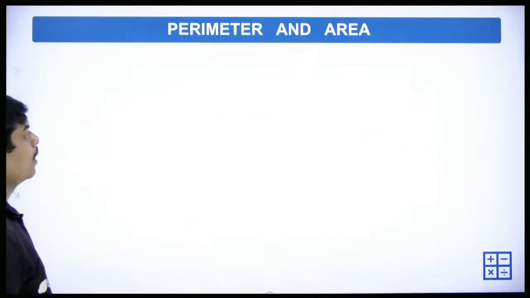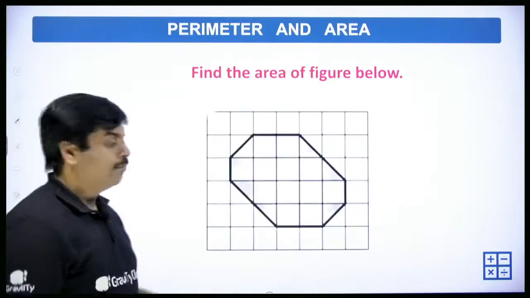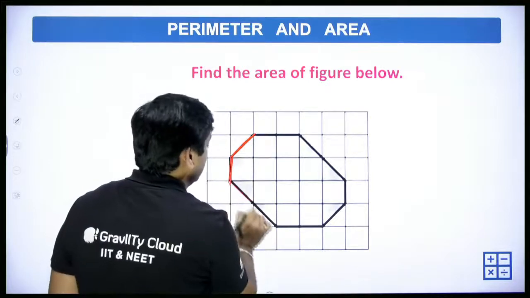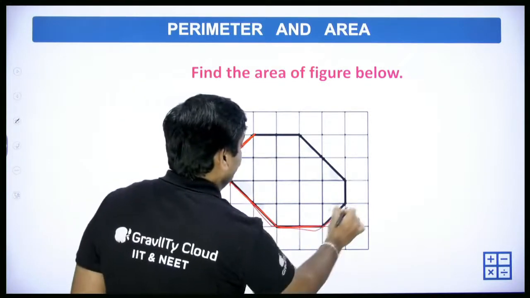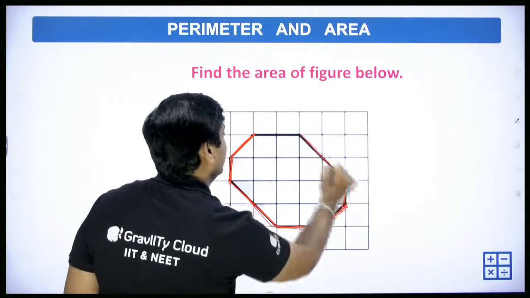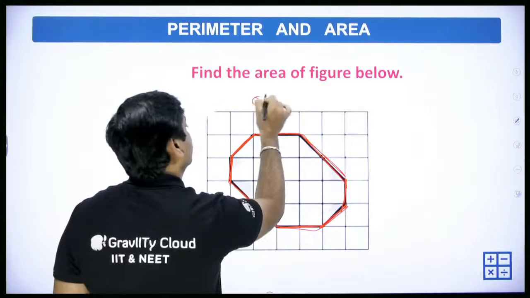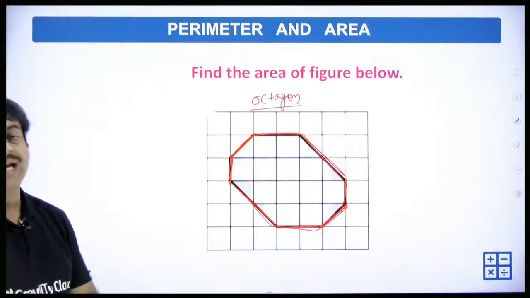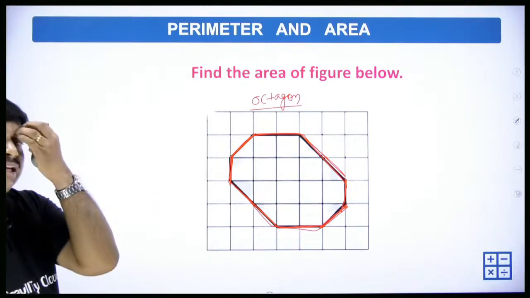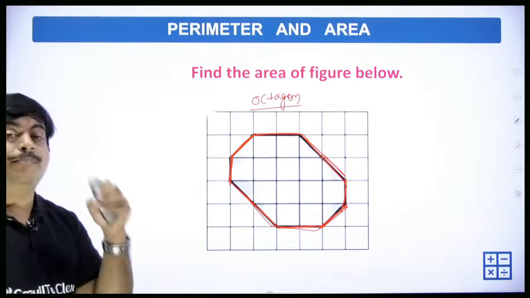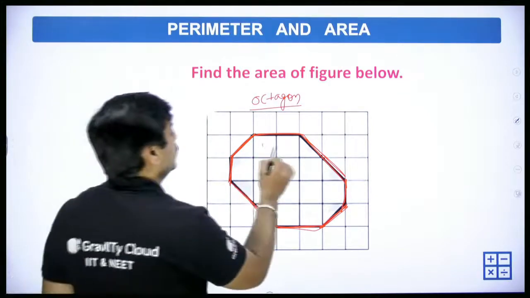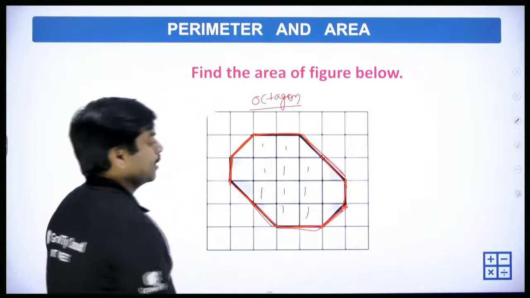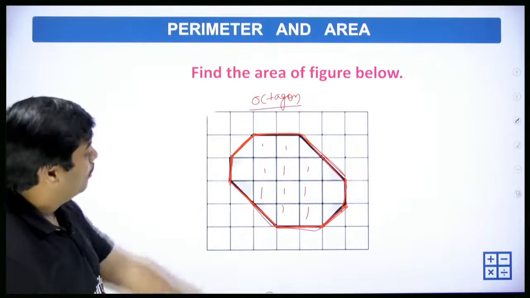Okay, next one. Find the area of the figure. We have one more figure. Let me draw that properly. So this is one side, second, third side, fourth, 5, 6, and 7, and this is 8. This is called an octagon. Octagon means an 8-sided polygon, an 8-sided closed figure, right? Now to find the area, first of all, find how many perfect squares are available. 1, 2, 3, 4, 5, 6, 7, 8, 9, 10.